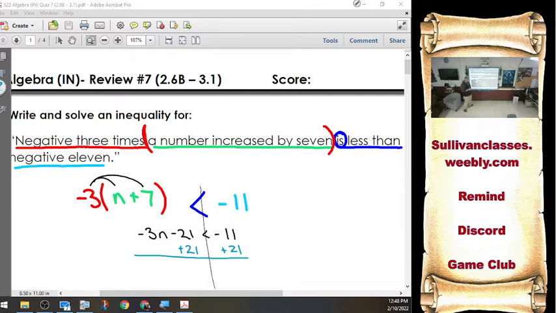In the book, does it say the answer is 6? Let's find out. I went a different way and I got 6. It is not 6.